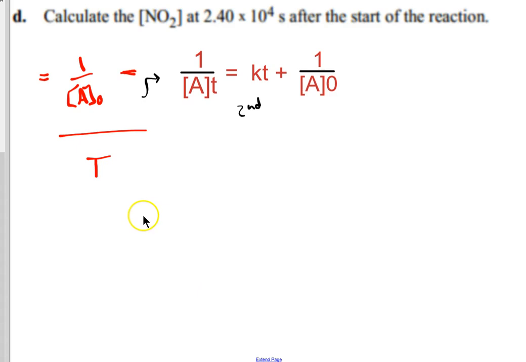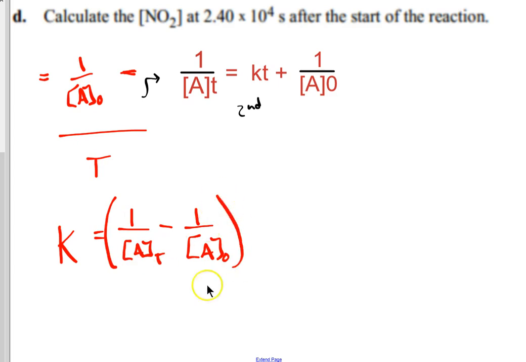Okay. Now, I'm going to write this in the more correct format that you're used to, because we've always put our variable alone on the left, pretty much. So K is equal to 1 over AT minus, because we're going that direction, remember how I wrote it? I know it's weird. 1 over A naught. All right? And that is all divided by T.